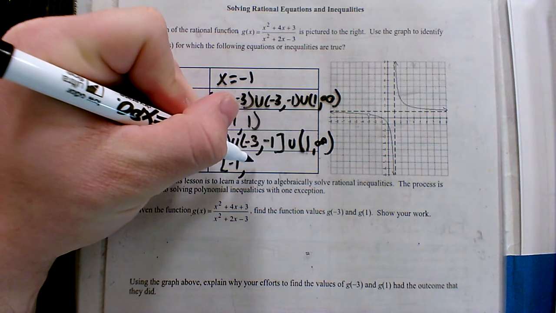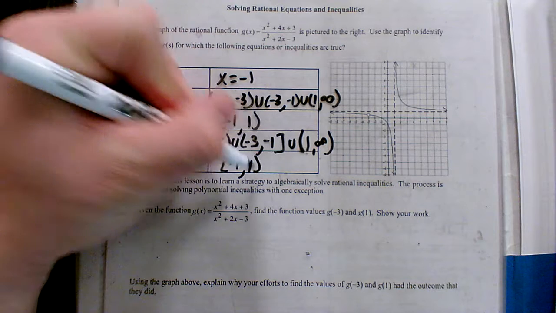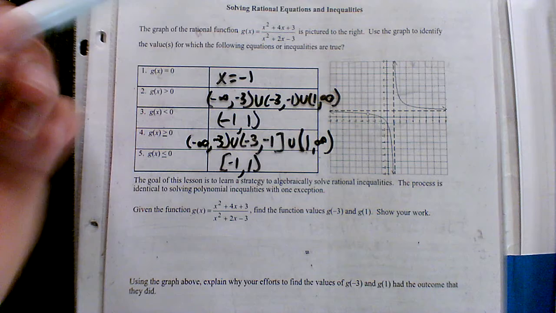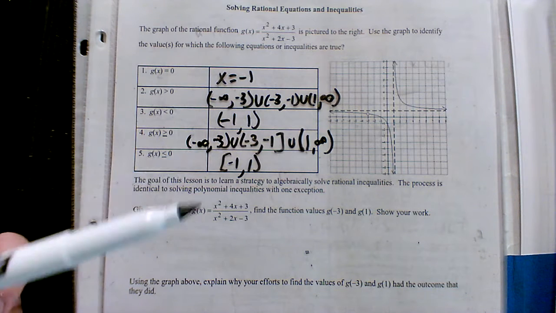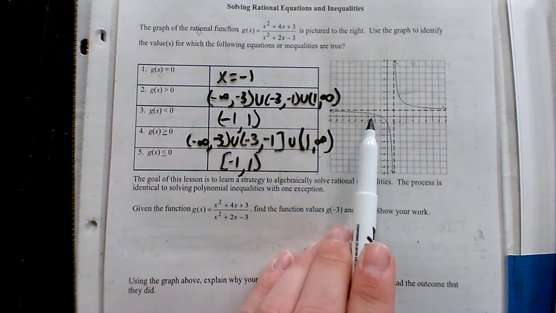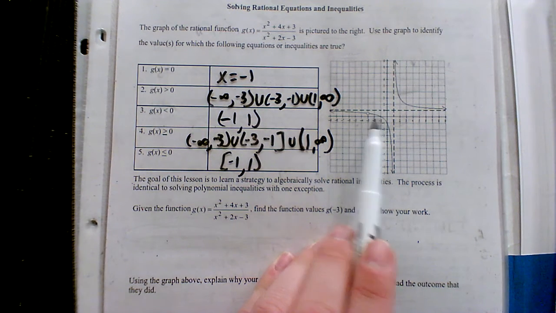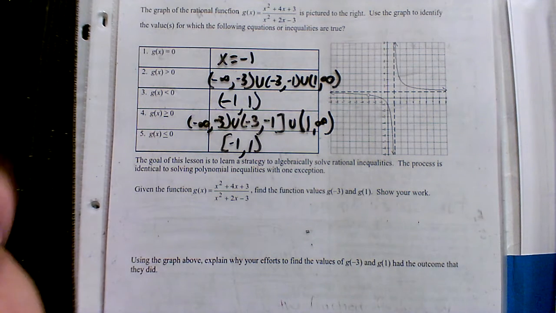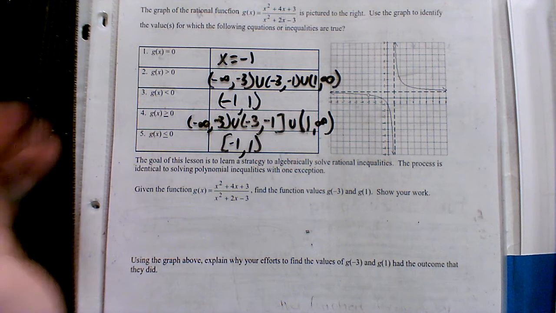And what with the 1? Yeah. Very good. -1, comma 1, bracket around the -1, parenthesis around the 1. So far, I don't think that's too bad. I think we're able to look at a graph and able to find these. Just make sure that if you have a hole, you don't overlook something like that, and pay attention to your asymptotes. Okay, the goal of this lesson is to learn a strategy to algebraically solve rational inequalities.